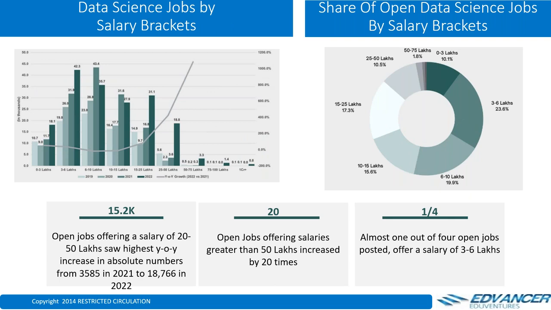Now, the most important part, the salaries: how the salaries are changing with respect to the requirement and the industry evolving. You can see that the trend is upward and onwards. We hope for that only. We don't want a downward trend in our salaries. If you see just a figure, for salaries offered between 20 to 50 lakhs, the year on year growth in absolute number is around 18,000 or 19,000 today, which was 3,585 in 2021. Might be due to the pandemic, but still, there is a 6-time increase in the requirement for data science roles, as well as an increase in the salary.